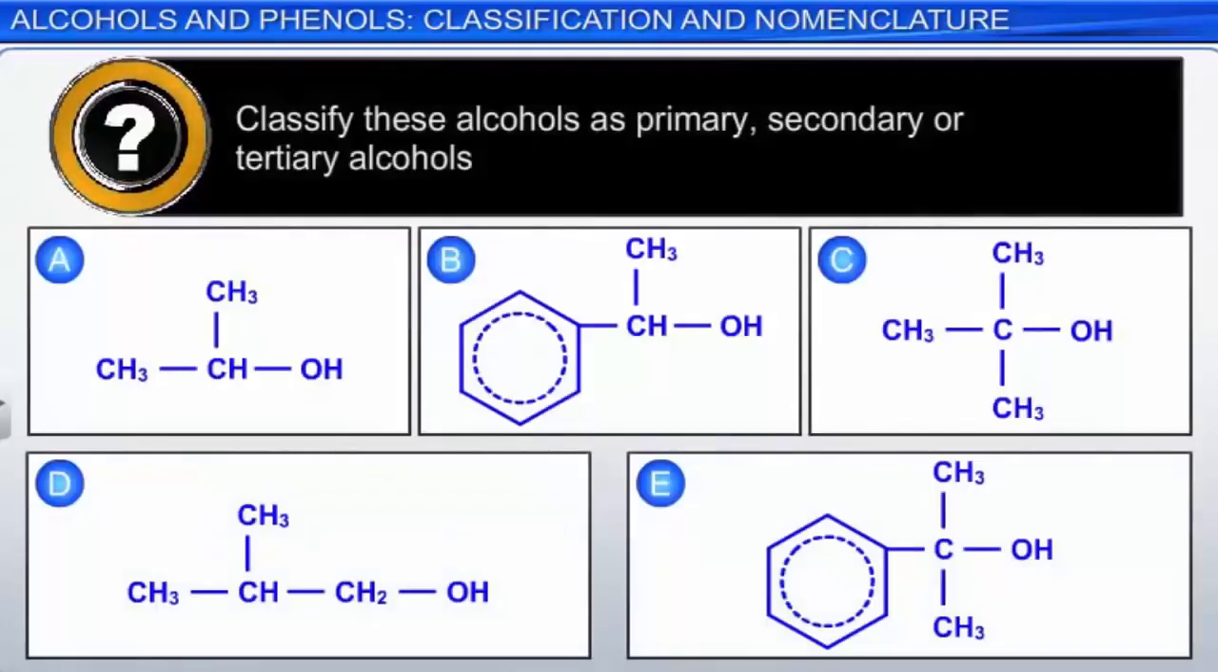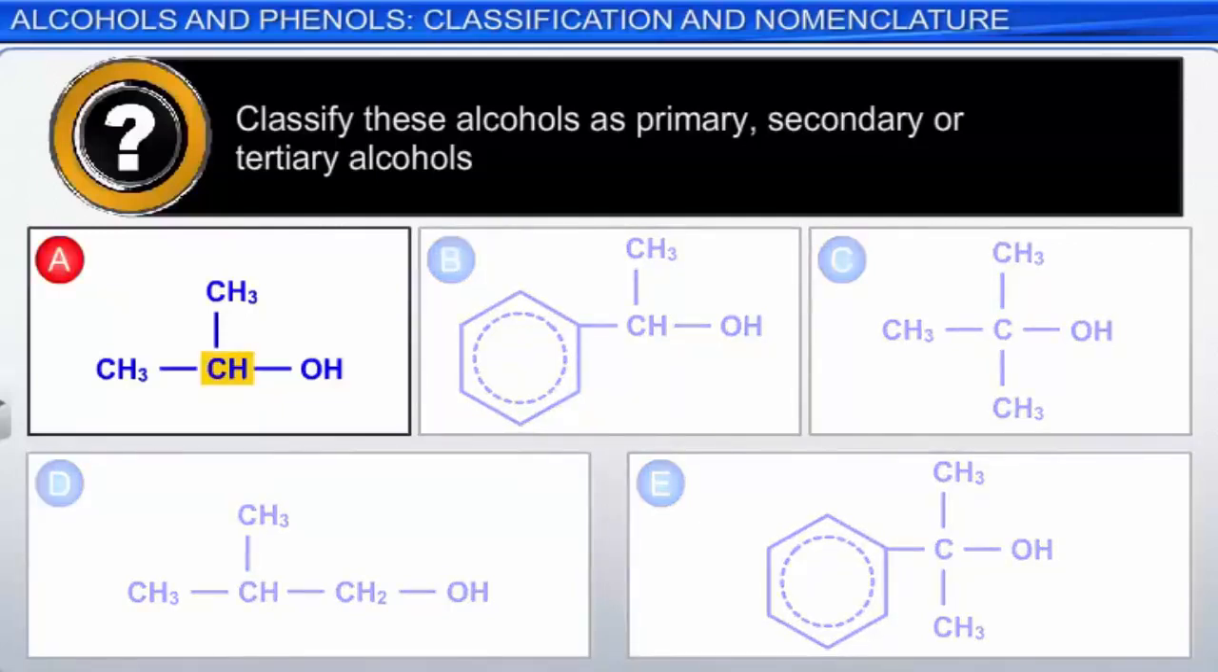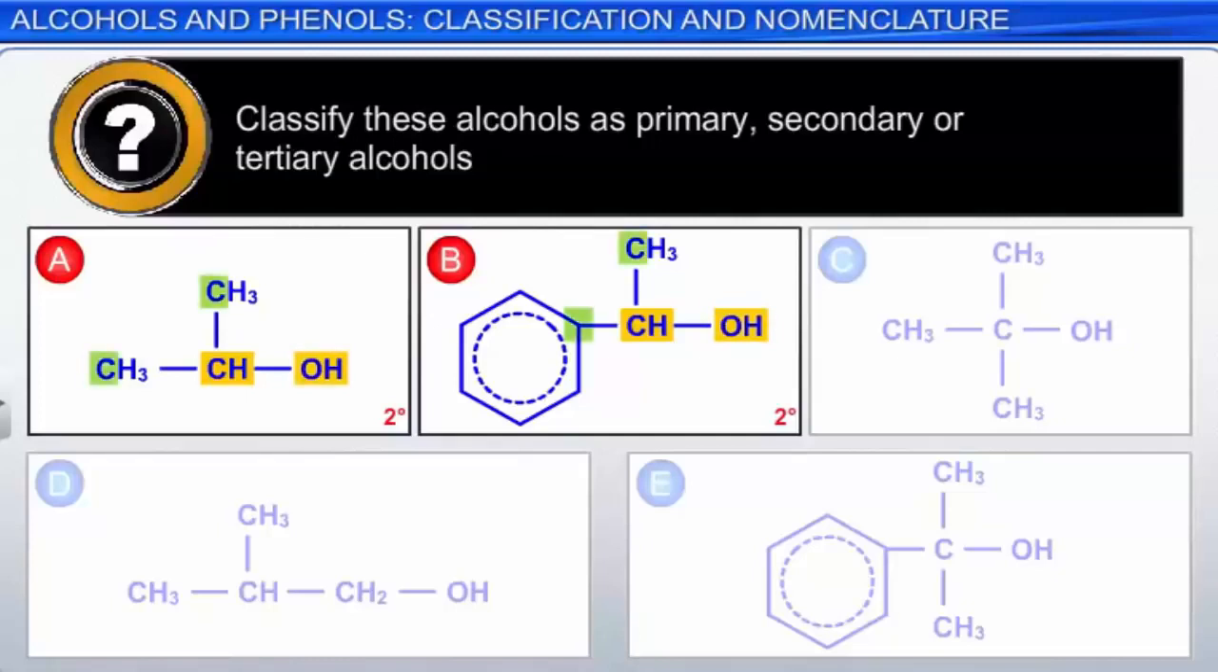Here is a problem for you to try. Classify these alcohols as primary, secondary, or tertiary alcohols. Molecules A and B are both secondary alcohols. In both A and B, the carbon bonded to the hydroxyl group is attached to two other carbons.